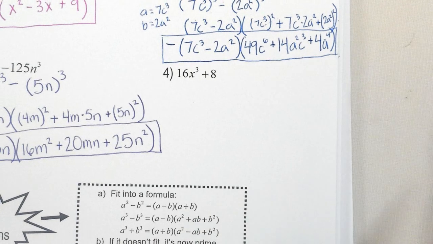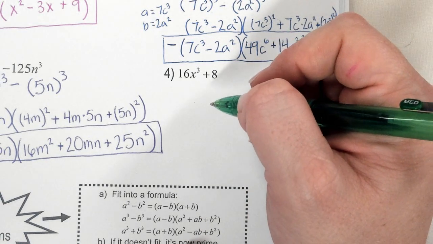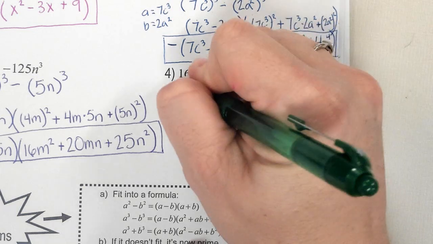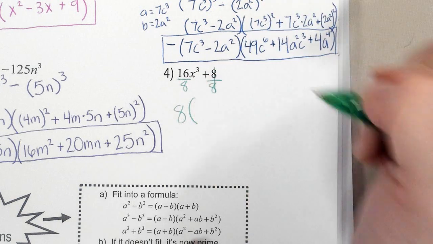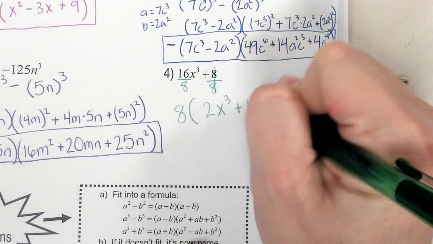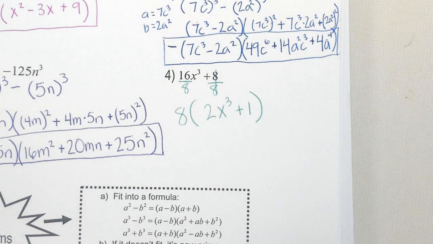Okay, last one. This one's a quick one. Is it in order? Does it have a GCF? Okay, so we're going to divide both of them by the GCF. What's my GCF? 8. And I'm going to take that out. And what's left? 2x cubed plus 1. Now, is that a perfect cube plus a perfect cube? No. Why not? What's not a perfect cube? The 1 is. 2 is not.